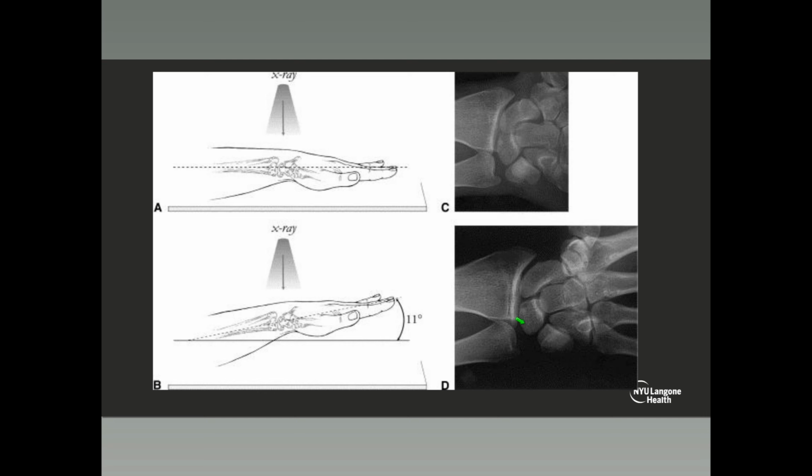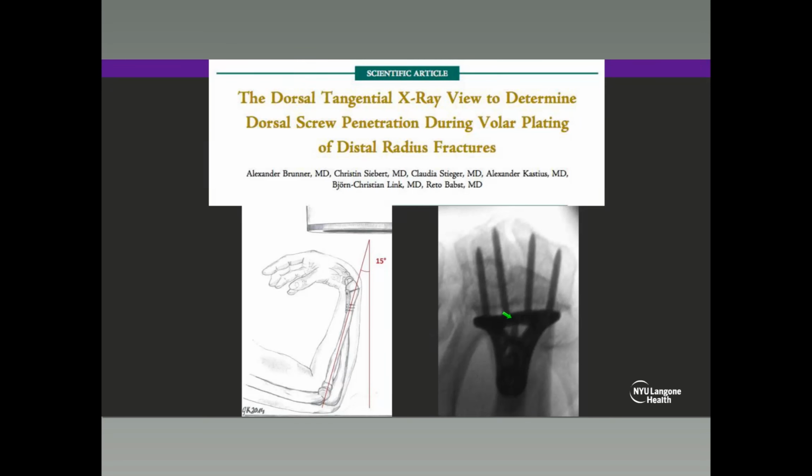This is a PA tilt view. Again, same thing here. We're accommodating for our 10 degrees of volar tilt. We need to raise the arm up about 10 to 11 degrees so we can look down the joint line and make sure our screws are not going across.